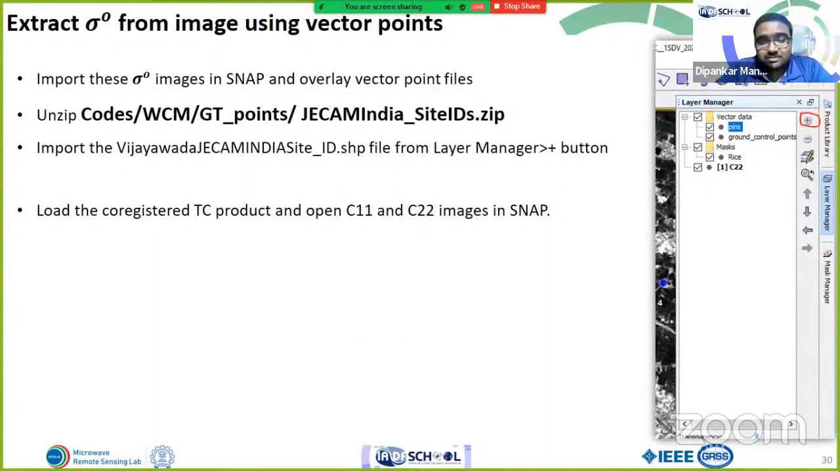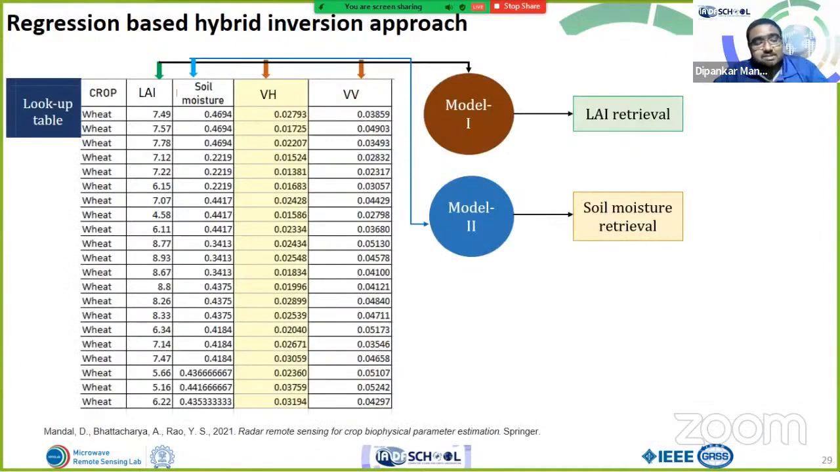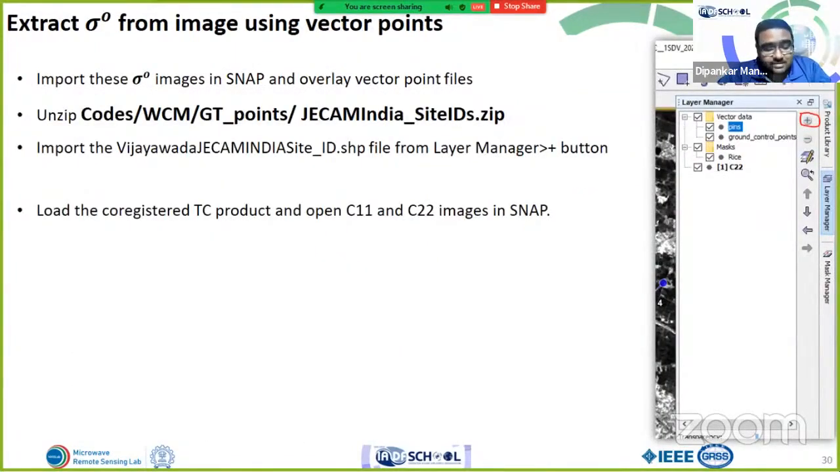Now, how will we do it practically? Let's go through an example. The first thing we have to estimate is the backscatter intensities over our test sites. Say we have different field locations; the data points are provided in this folder. There are different shape files having the point locations of a particular field. We overlay the point locations on our C11 and C22 images, which are the VV and VH images of Sentinel-1.